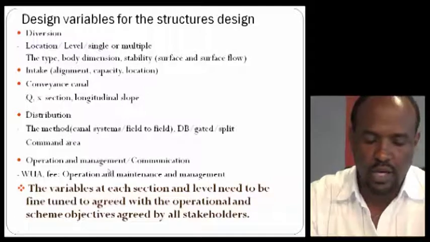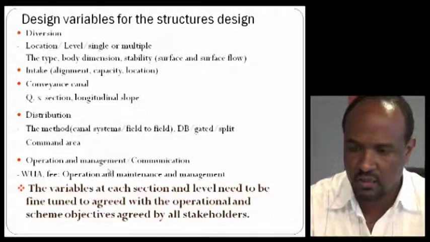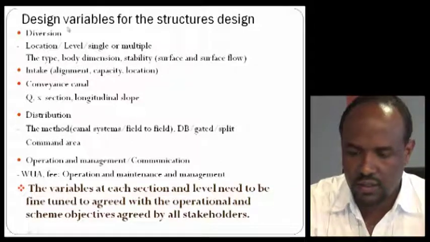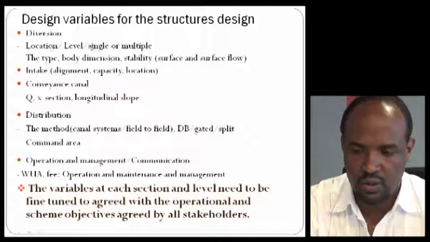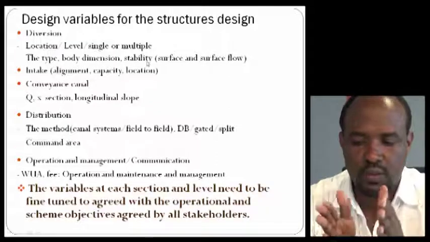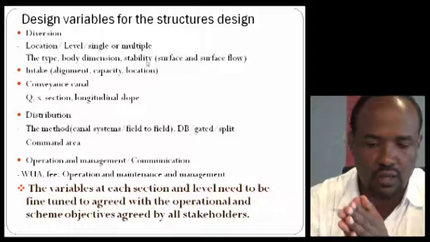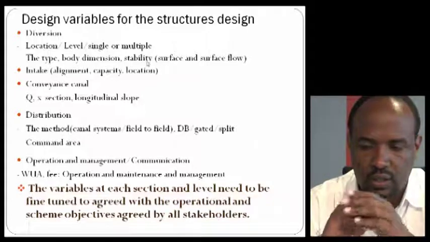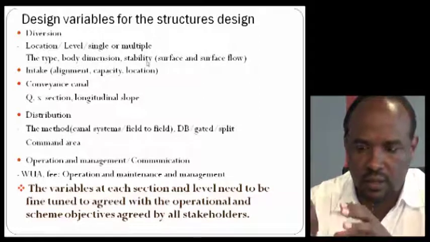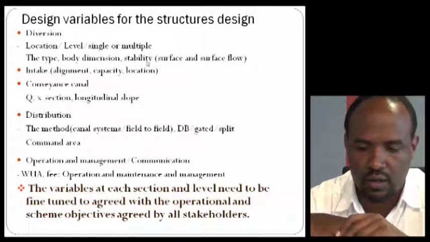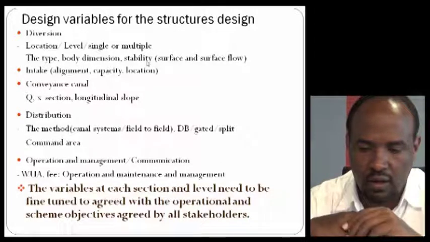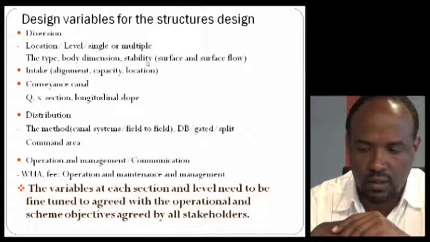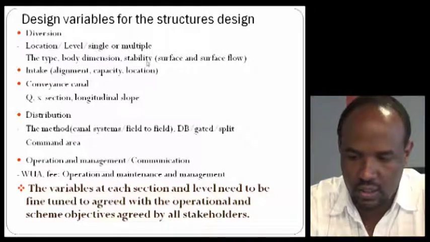So if we come to designing the structures, there are different variables that have to be looked into. The first is diversion: its location, levels, single or multiple, the type, body dimension and stability need to be designed. These are variables that are fine-tuned to have safe structures which will fulfill our objective, that is diverting the quantity of flood which is required, in line with the rights of water acquisition.